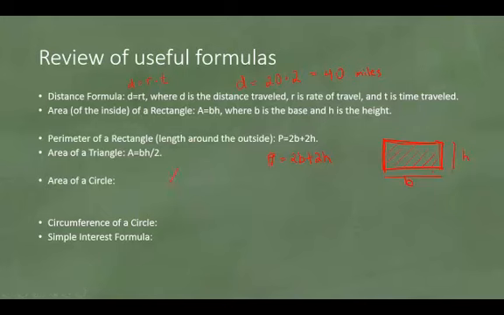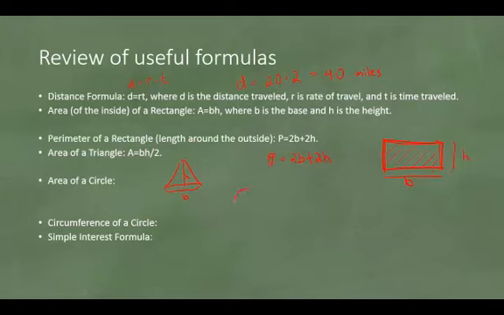The area of a triangle, given that we know the height of the triangle H and the base of the triangle B, is base times the height divided by 2.